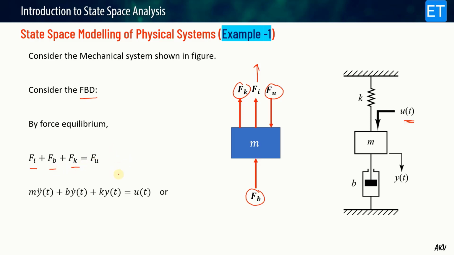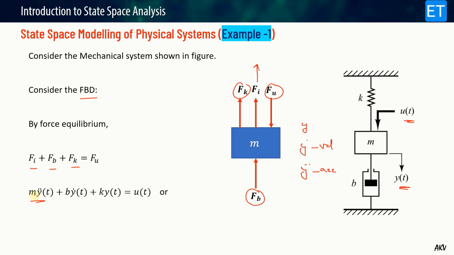And now I can write these forces. Fi is simply the mass times acceleration. Since the displacement is y, y dot is the velocity, and y double dot will be the acceleration.